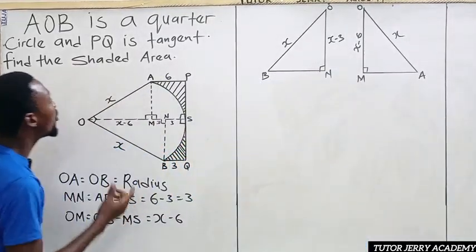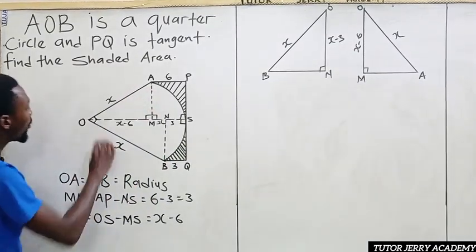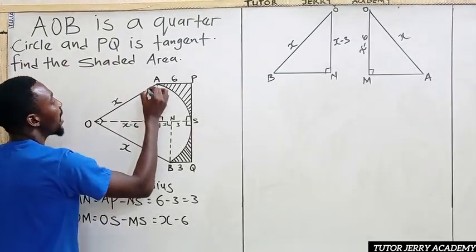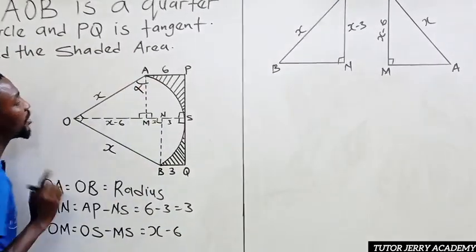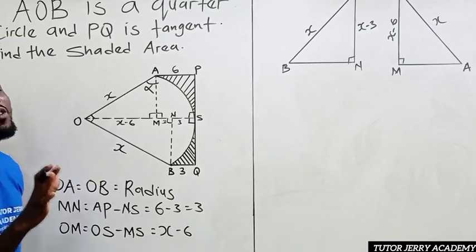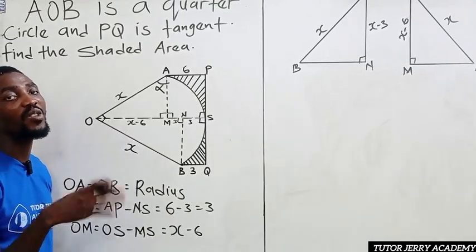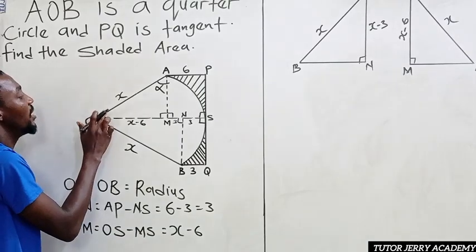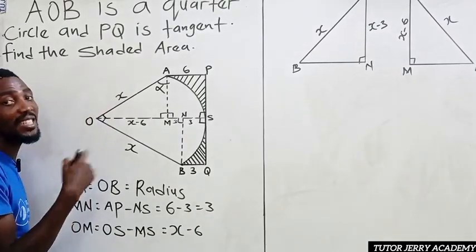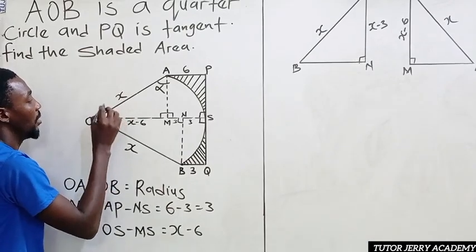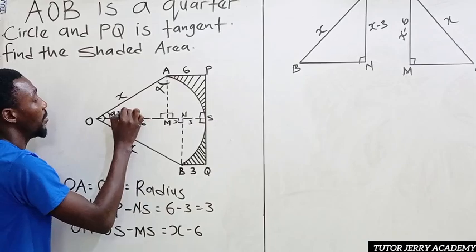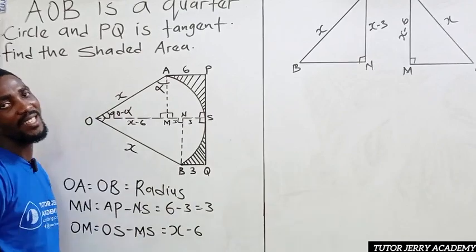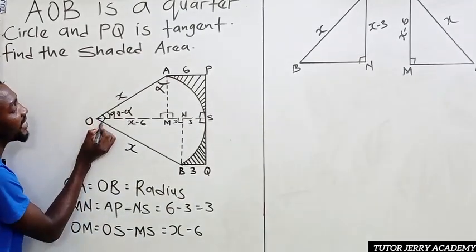Now, we don't know this angle that is here, but we know that this whole angle is 90, right? So if I decide to call this angle alpha, it means that we know that the sum of angles in a triangle is 180. Since this place is 90, this place is alpha, it means this place is going to be 90 minus alpha. So if we sum everything inside this triangle together, we must get 180 degrees.